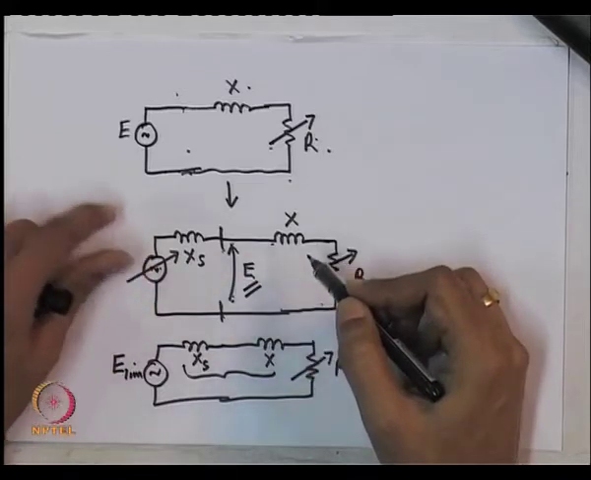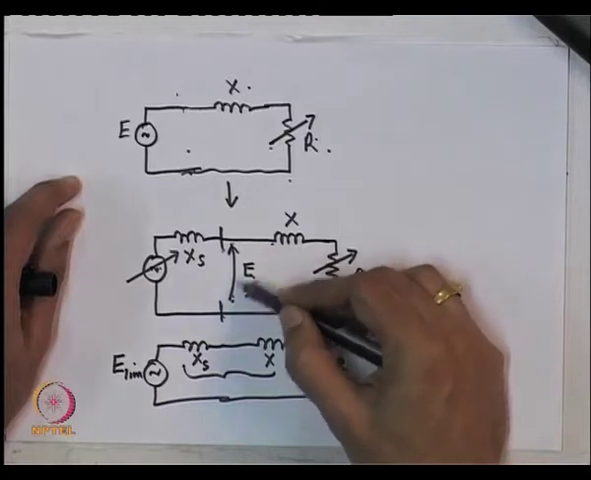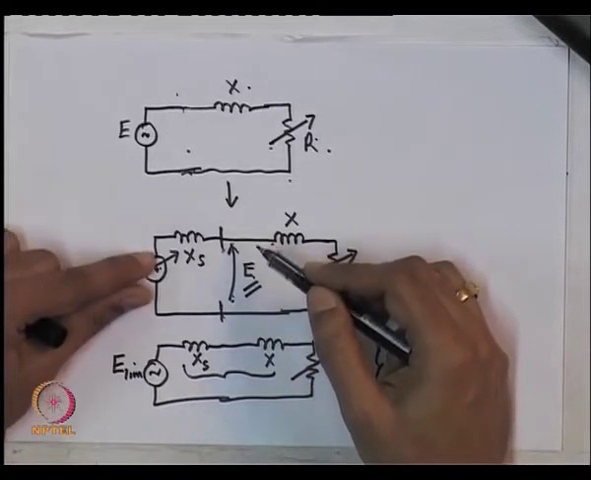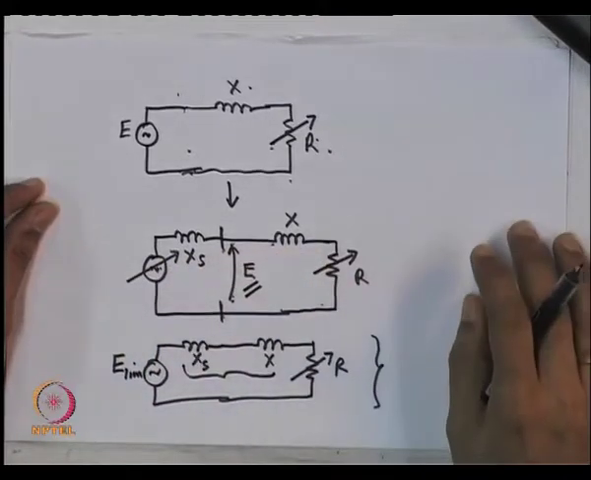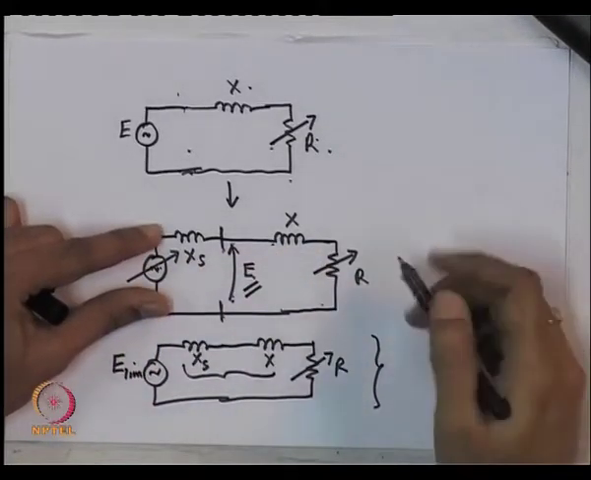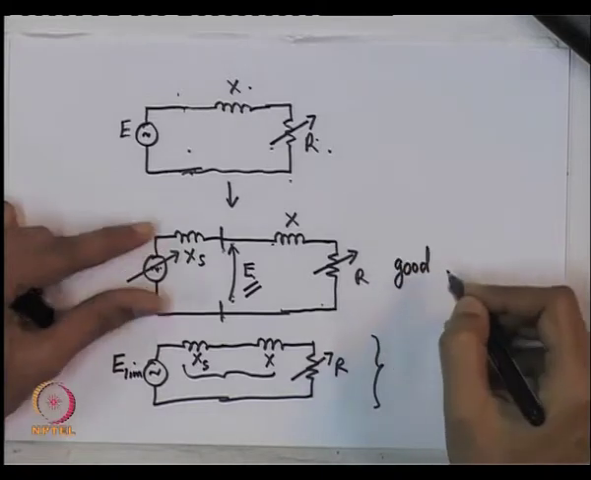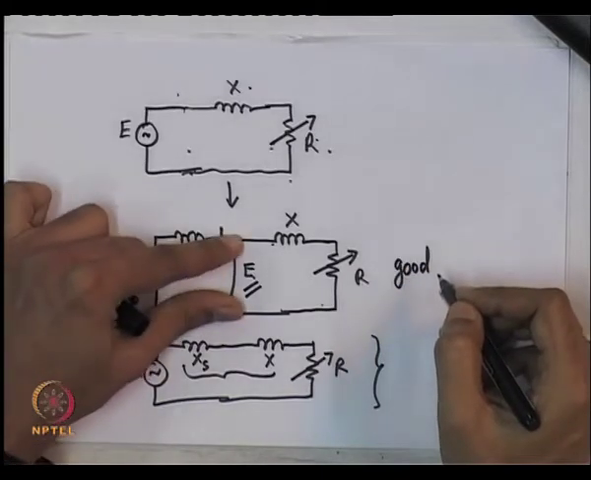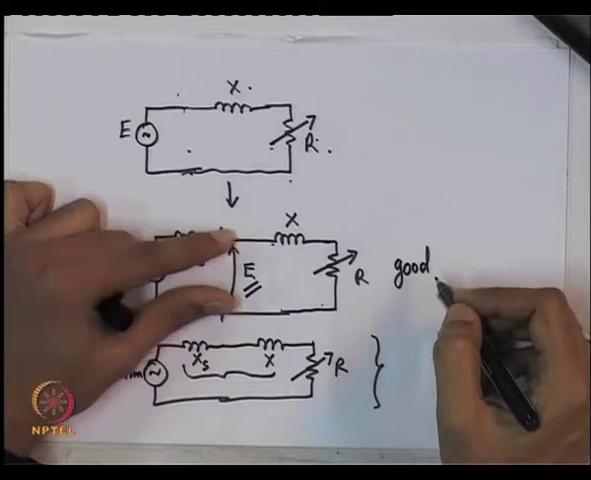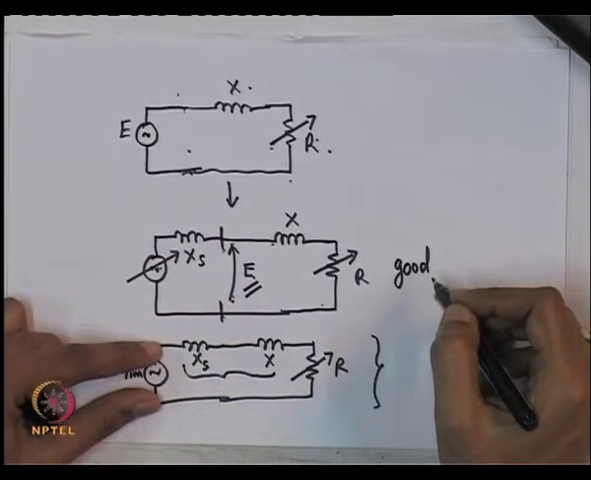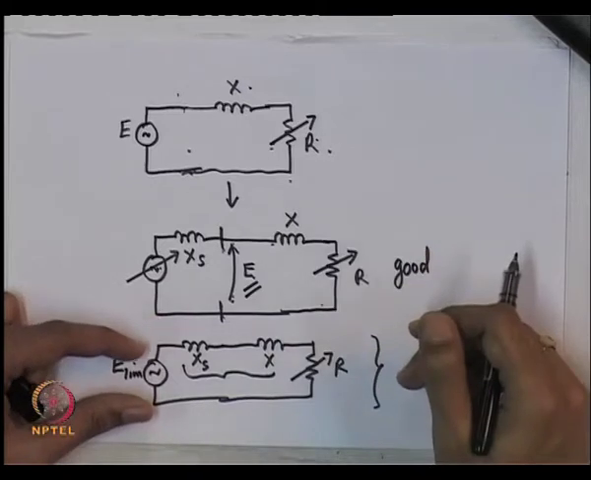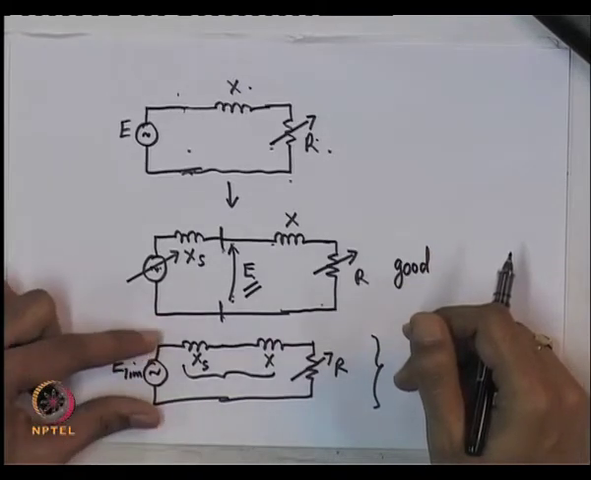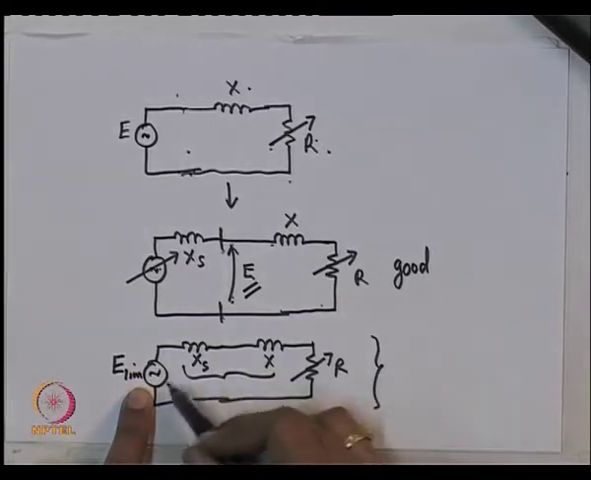Contrast this with the situation where E is maintained constant by the synchronous machine by changing the field voltage applied to it. So, this is a good situation in which we are able to maintain this E at a constant value. But once the field voltage hits its limit, you cannot increase the field current beyond a certain limit, otherwise it will heat up the field winding. So, there is a limit to this. If this limit is hit, suddenly the picture changes.